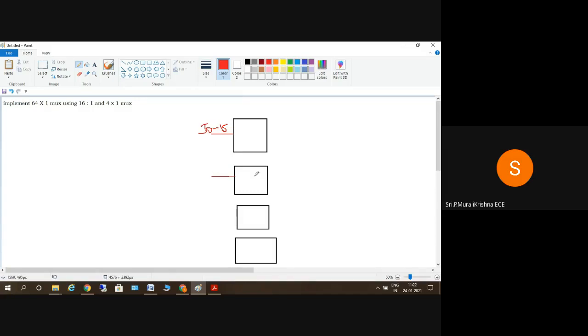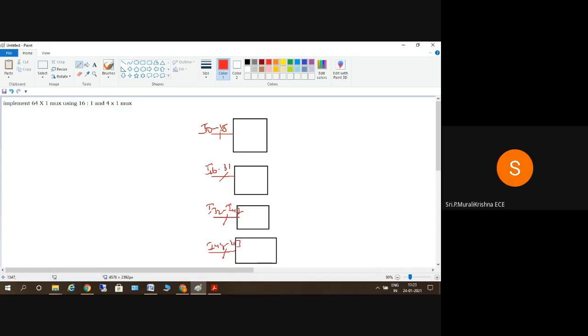So I0 to I15. Now space is limited, so I wrote it compactly; you can add it if you want. So I can write like this. The meaning of this series of inputs here: 16 to 31, and here I32 to I47, and the last one is I48 to I63.